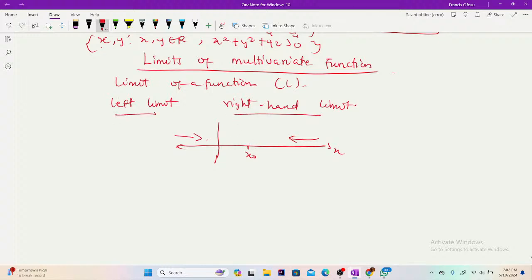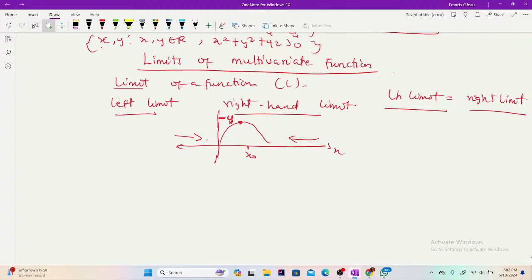If I approach this from the left side, I'll say I have a left limit. If I approach it from the right side, I'll say I have a right hand limit. Then the condition was that the left hand limit should be equal to the right hand limit for you to say that the limit exists. Whatever path you take approaching this x naught, we should always get a particular outcome y, which is a part of the function.